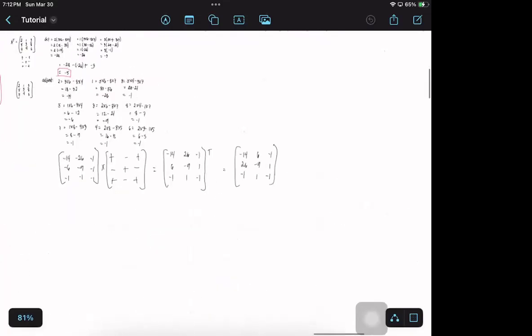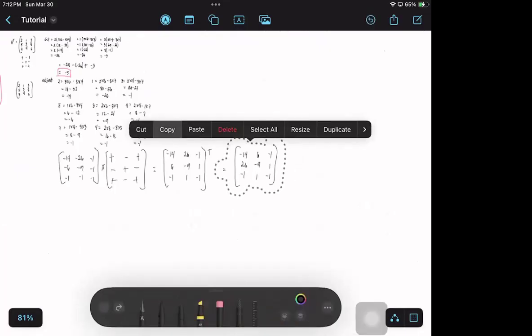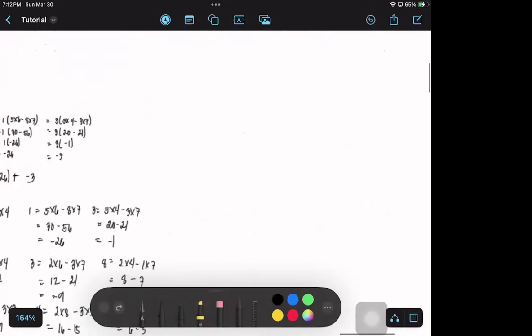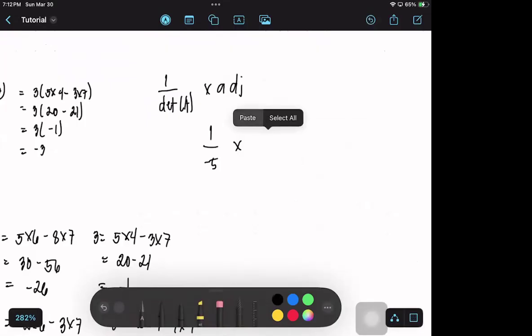So let me grab a copy of the adjoint. So this is the adjoint that we have earlier. So let me just have a copy. So what we'll be going to do, we'll base already and calculate that into 1 over the determinant of A, then times the adjoint. So our determinant is definitely negative 5, then times our adjoint, which is this.